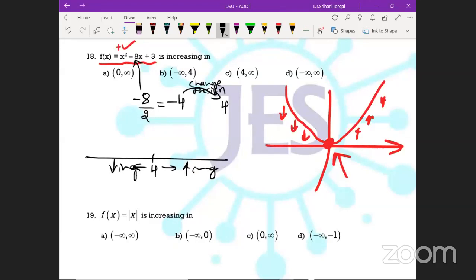So it is increasing in 4 to infinity, open interval 4 to infinity. And you have to remember the x square coefficient must always be 1 when you are applying this trick. Got it? So that is 4 to infinity. Here it is decreasing, minus infinity to 4.